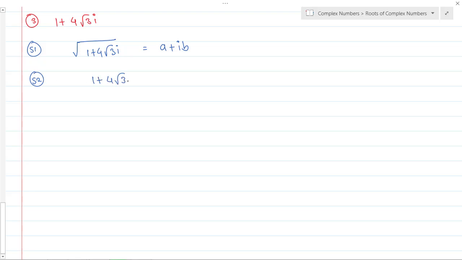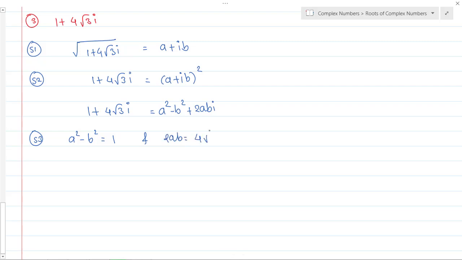So you will have (a + ib) whole square, which equals a² − b² + 2abi. So this equals 1 + 4√3 i. Step number 3 is what? Separate the real part and the imaginary part. So I will have a² − b² = 1, and I will have 2ab = 4√3.